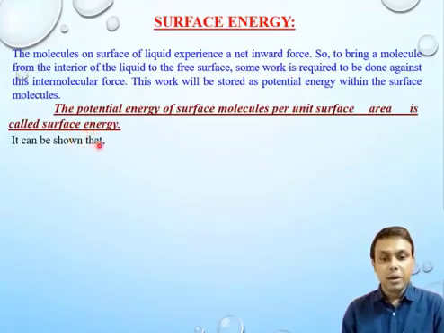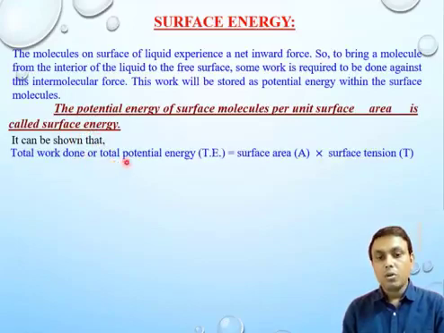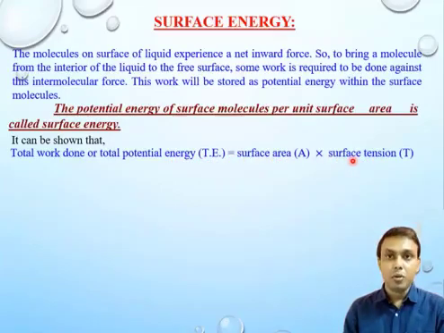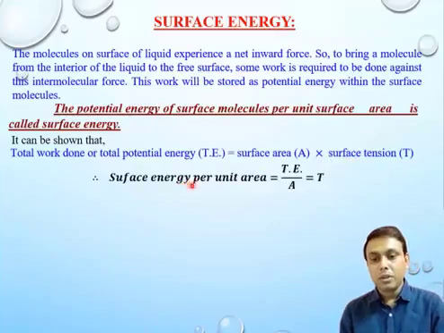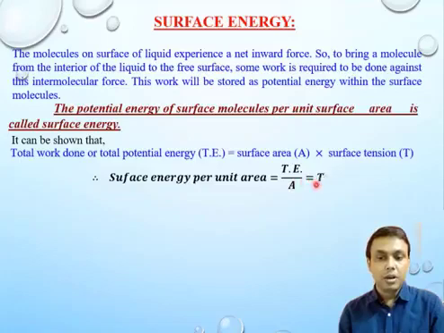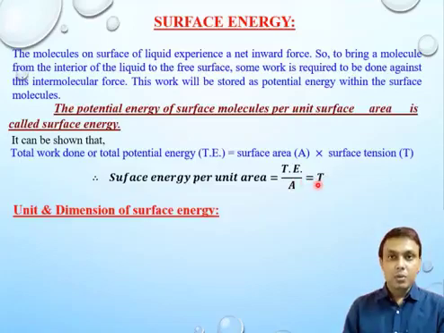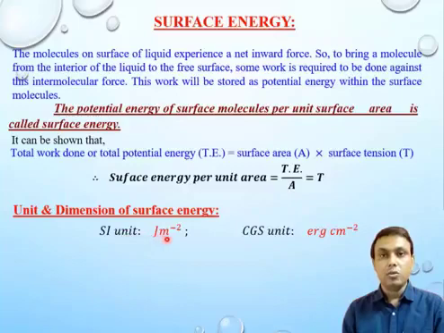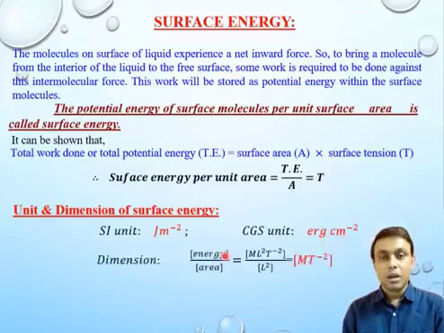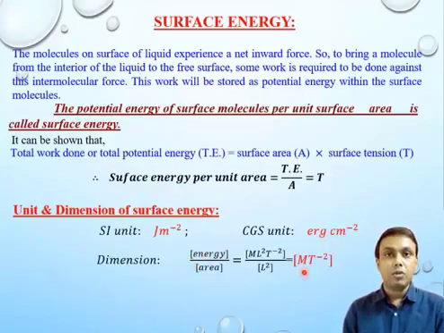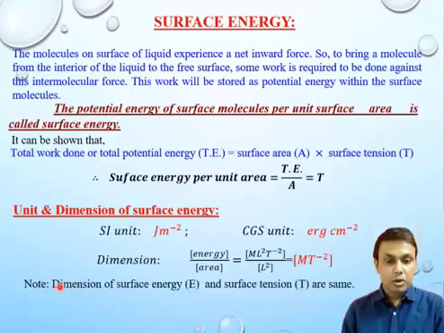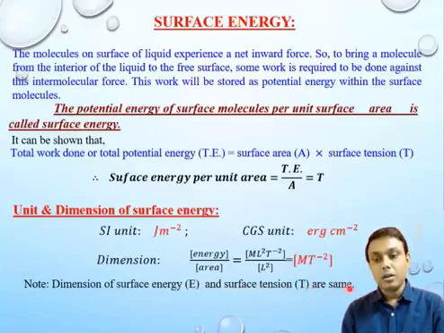It can be shown that the work done, or total potential energy, is equal to the surface area into surface tension. So from here I can show that surface energy per unit area will be equal to capital T. Unit and dimension of surface energy: the SI unit will be joule per meter square and the CGS unit will be erg per centimeter square, and the dimension will be M T to the power minus 2. Here it is to be noted that the dimensions of surface energy and surface tension are the same.